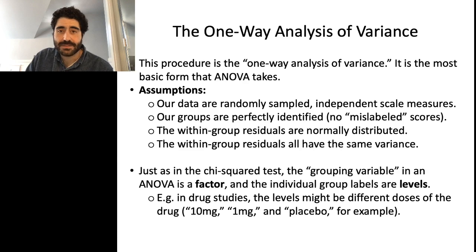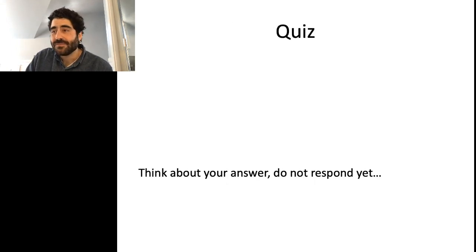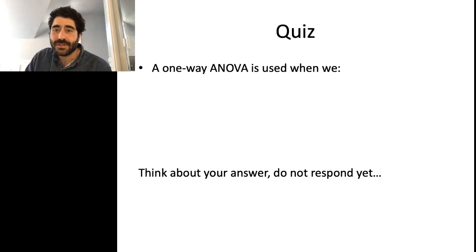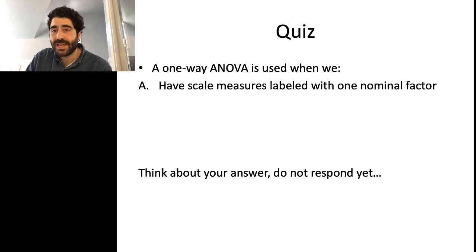Okay, so this wraps up one-way ANOVAs. We'll do one more quiz here, right? And so we use a one-way ANOVA when we have scale measures labeled with one nominal factor, meaning that for every person we have a scale measurement as well as a group label.